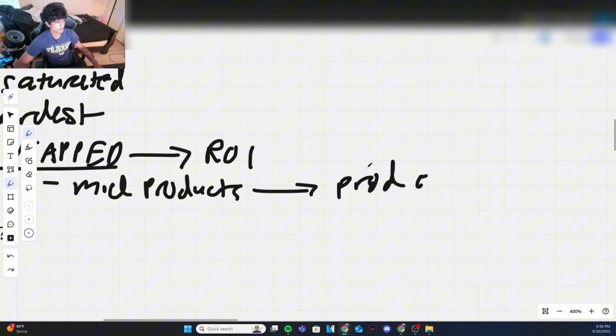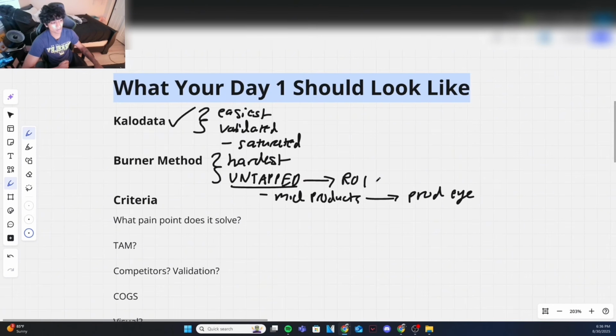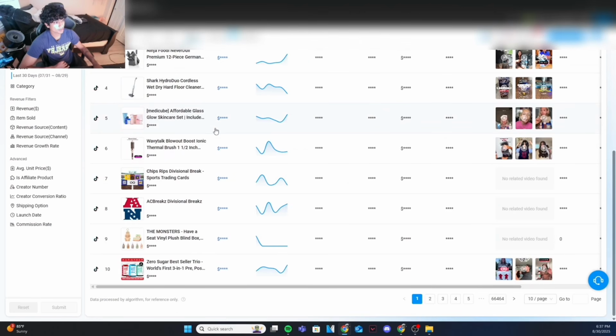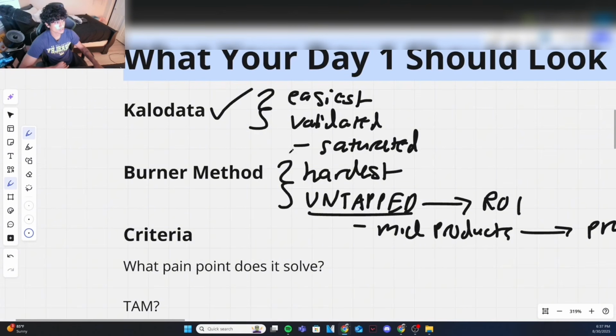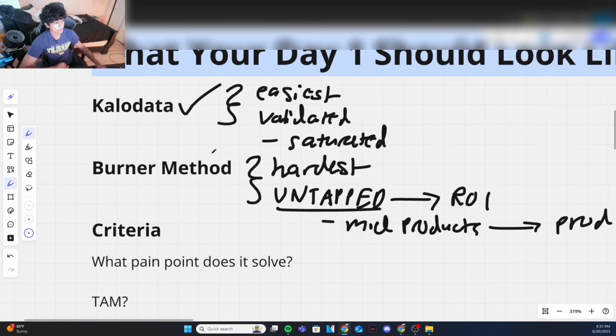If you don't, then you're probably not going to have a good time on here, and you're probably going to end up testing a bunch of bullshit. That's why I always recommend Calidata to everyone, just because there's so many good products on there and it's super easy to validate yourself. You won't really make any mistakes.